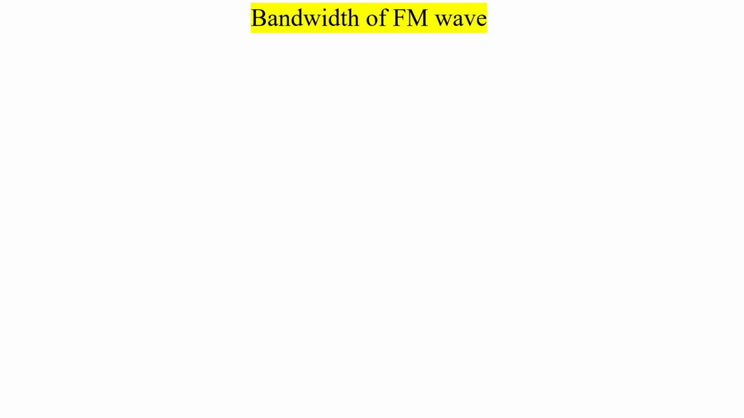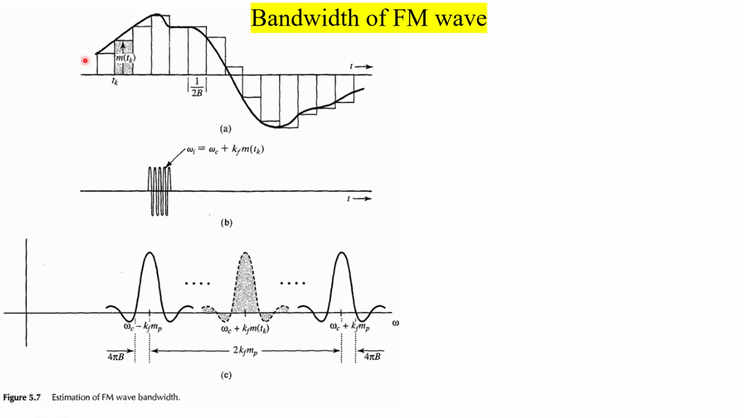Now, another question is how can we find out the bandwidth of frequency modulation? The question arises because the frequency is varying in frequency modulation. Bandwidth means the difference of the upper frequency and lower frequency. So that is the challenge, and that is why we talk about the concept of instantaneous frequency. First we will find out the instantaneous frequency and then we will approximate the bandwidth, right?